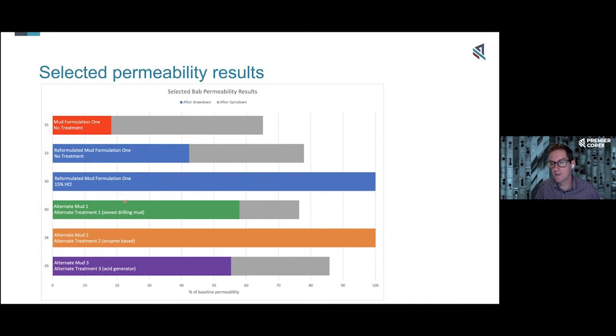So the question was for the operator to help choose which one was best for the field. What happened with the damage? Why did one treatment work and another treatment not work? And what are our options going forward?